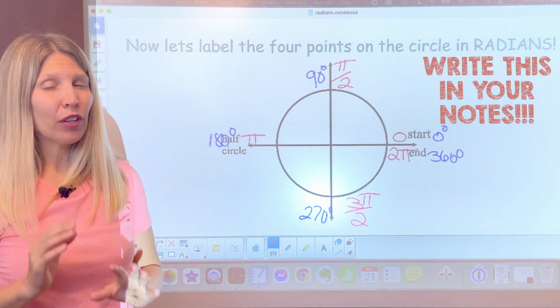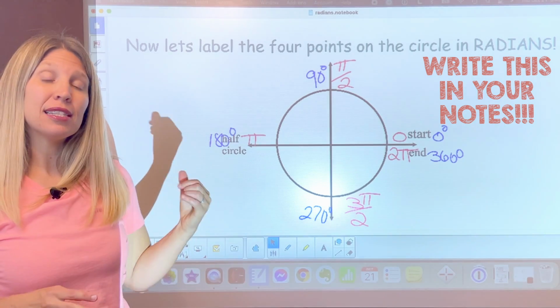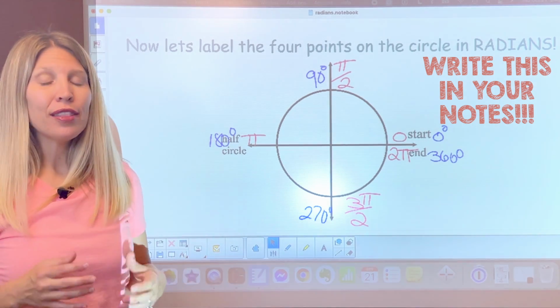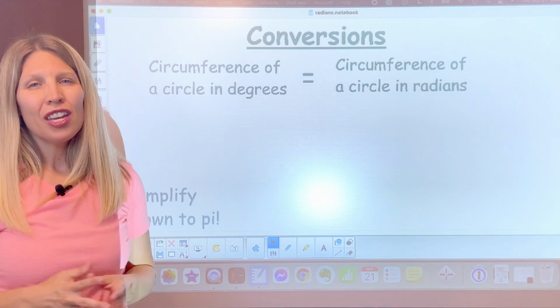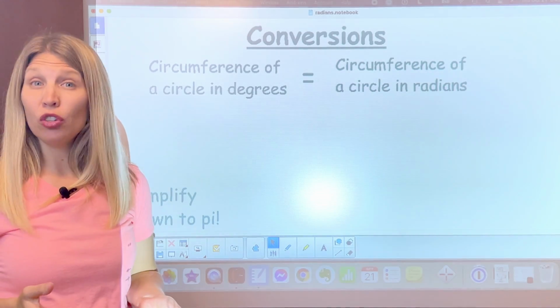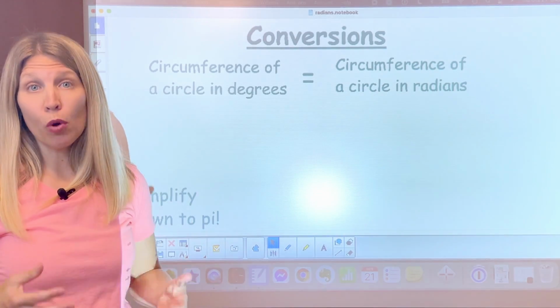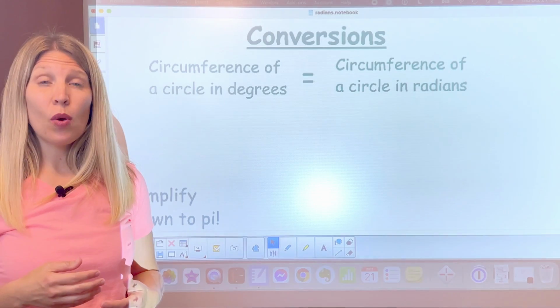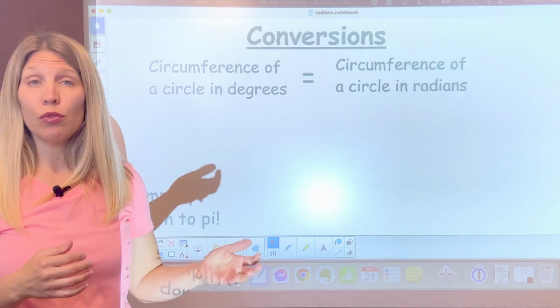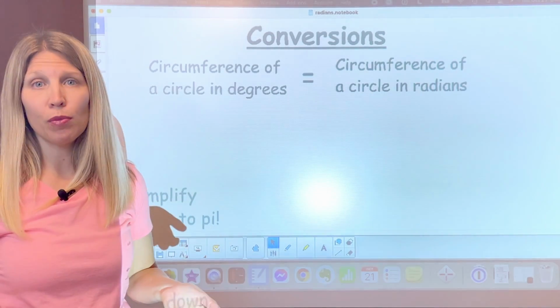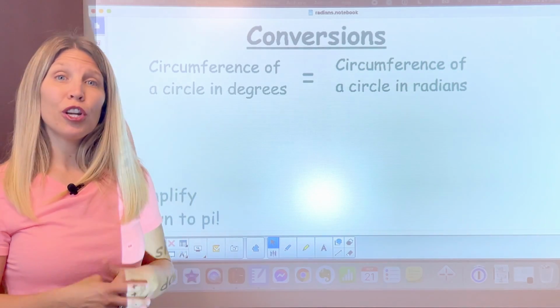This is something you definitely want to keep in your notes to keep handy because these are points on the circle that you will use quite often. Using degrees is probably usually a little easier because it's a unit of measure that we're most familiar with. But we need to know how to convert from degrees to radians and radians to degrees to be able to solve some other problems. So that's what we're going to look at now.